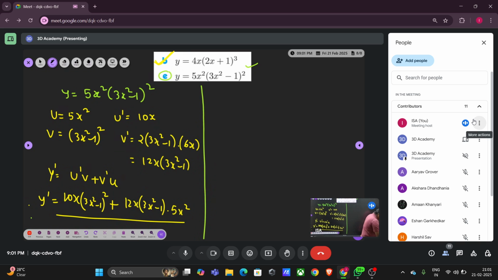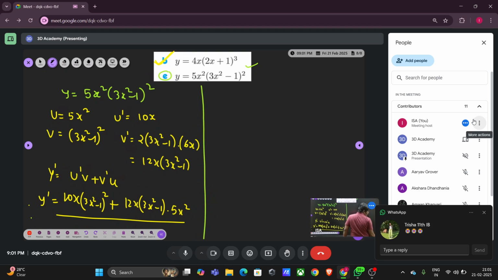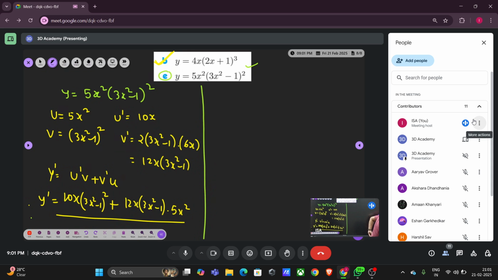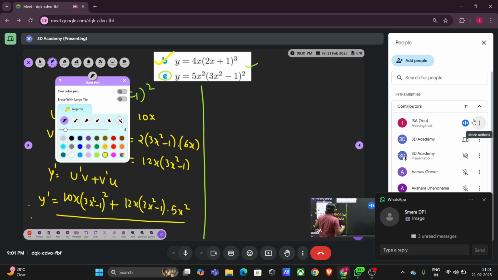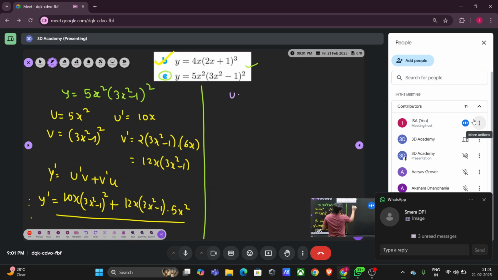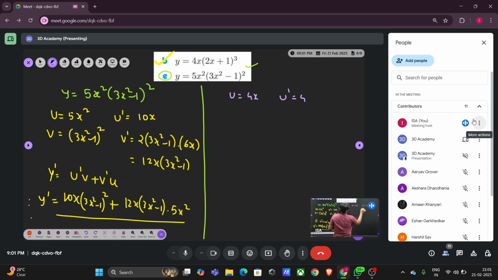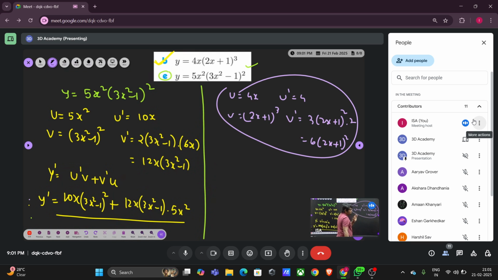So actually it is easy. Yes or no? Akshara correct. Very good. Guys, almost everyone has solved it correctly. Just follow the process. U is 4x, u dash is 4. V is (2x + 1) whole cube. V dash will be 3 times (2x + 1) whole square into 2. That is 6 times (2x + 1) whole square.